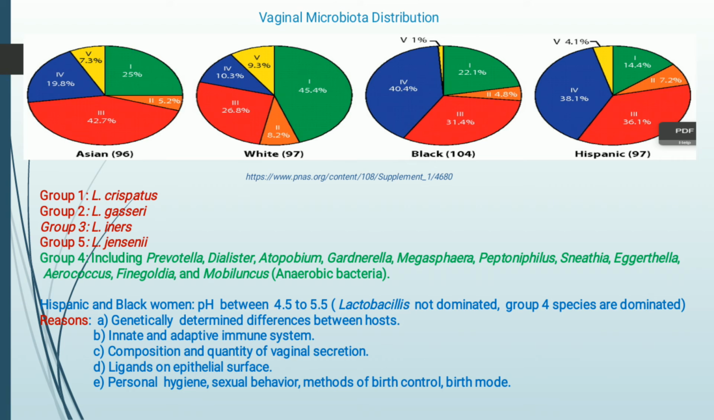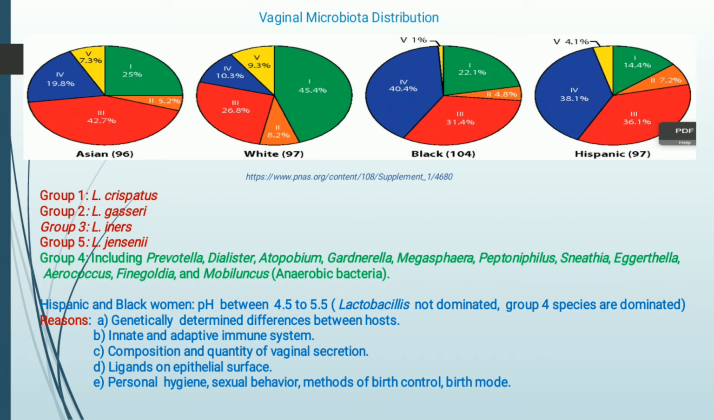So here you can see, this is the pie chart of vaginal microbiota distribution. As I told you, in this presentation I will share how females should clean their vagina, or why it is important for any female. And again I will tell you what the distribution of microbiota is in females living in different cities, different countries, different areas.